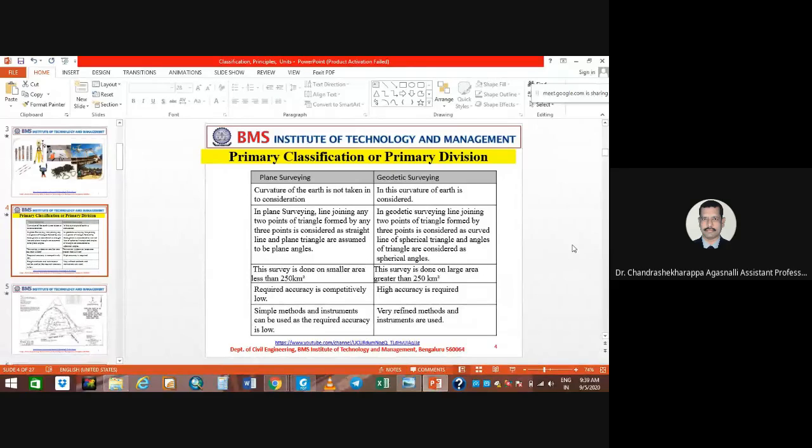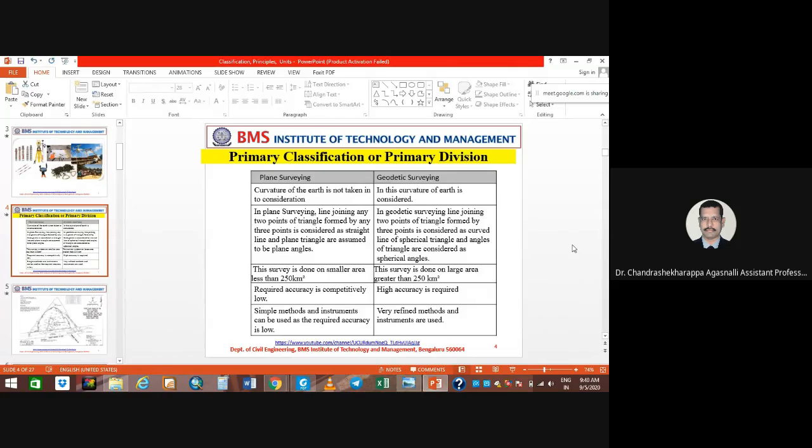The third point of plane surveying: this survey is done on smaller areas, less than about 250 square kilometers, not more than that. 200 to 250 square kilometers; we cannot do a bigger area with it. When it comes to geodetic surveying, this survey can be done on large areas, greater than 250 square kilometers. Very big areas you can do. That's why it's the most advantageous. There are more benefits from geodetic surveying than plane surveying.